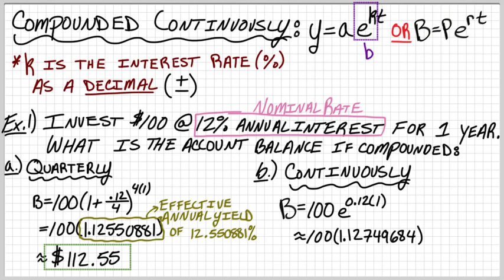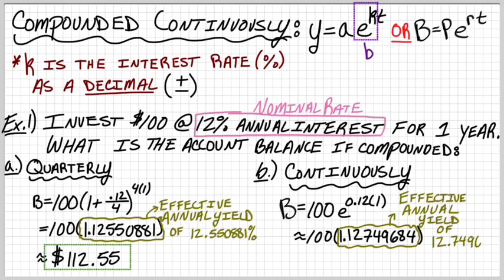So now I just want to make a quick comparison. Which one's better? Which one earns more interest? The quarterly or the continuously? Well, compare the effective annual yield between each one. So this one, the effective annual yield, how much bigger is it than 1? Well, 12.749684%. So it's got a little better effective annual yield, even though it started out with a nominal interest rate of 12%. And when you multiply it by 100, it's about $112.75.